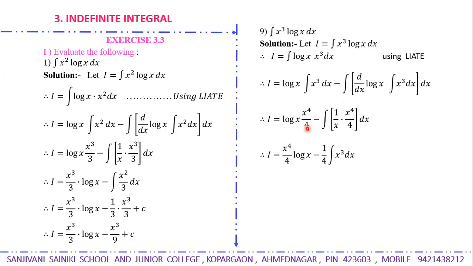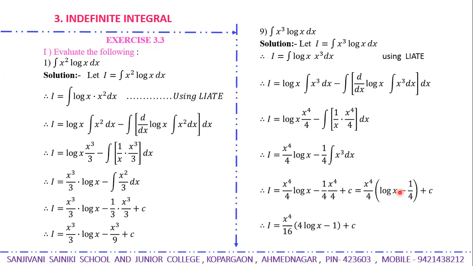1 upon 4 is common. Now the integral of x cube is given by x raised to 4 upon 4. So multiply this 4 into 4 to get 16, or you may take 1 upon 4 common from each of these. You will get x raised to 4 upon 4 log x minus 1 by 4, or x raised to 4 upon 16 times, in bracket, 4 log x minus 1, plus c, which is the integration of the given function.